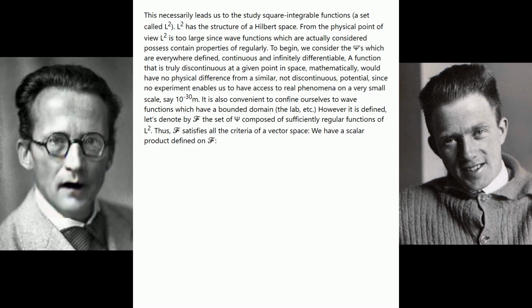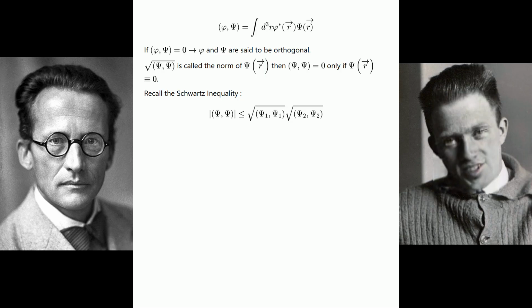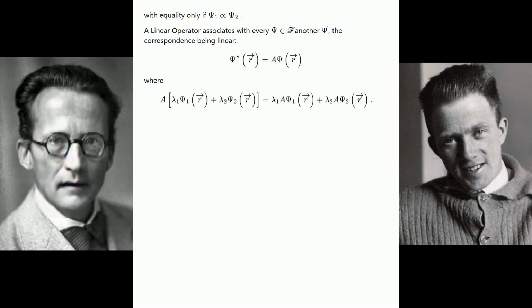We have a scalar product defined on script F. See the equation. If (φ, ψ) equals 0, φ and ψ are said to be orthogonal. The square root of (ψ, ψ) is called the norm of ψ(r). Then (ψ, ψ) equals 0 only if ψ(r) is identical to 0. Recall the Schwarz inequality. See the equation. With equality only if ψ1 is proportional to ψ2.